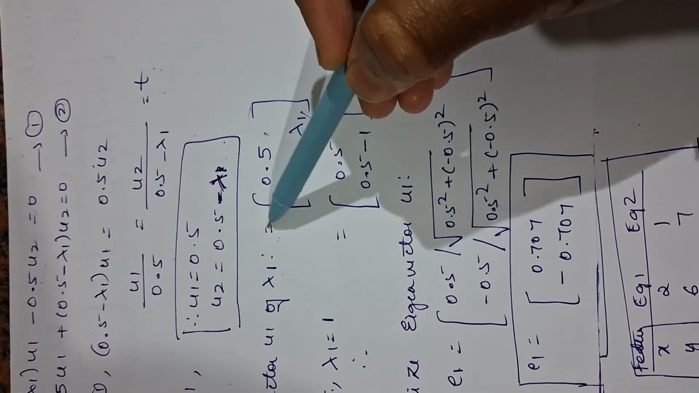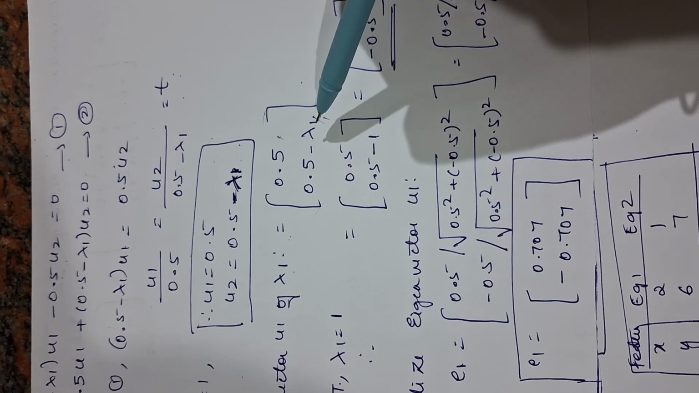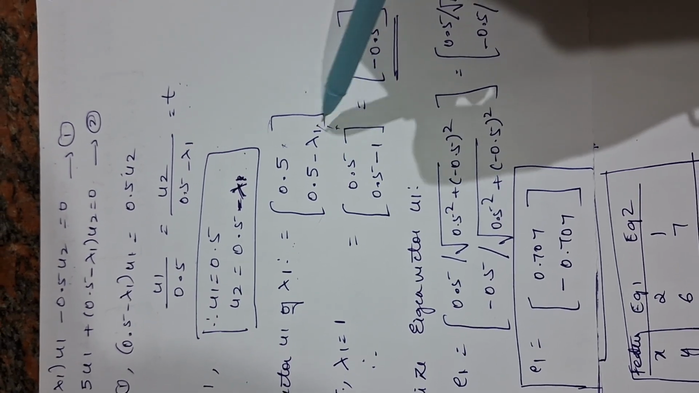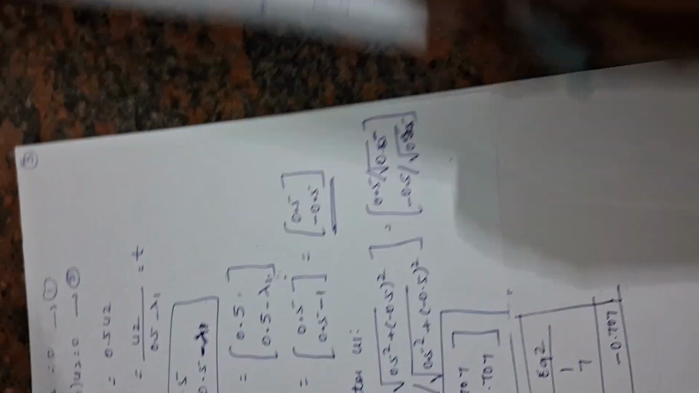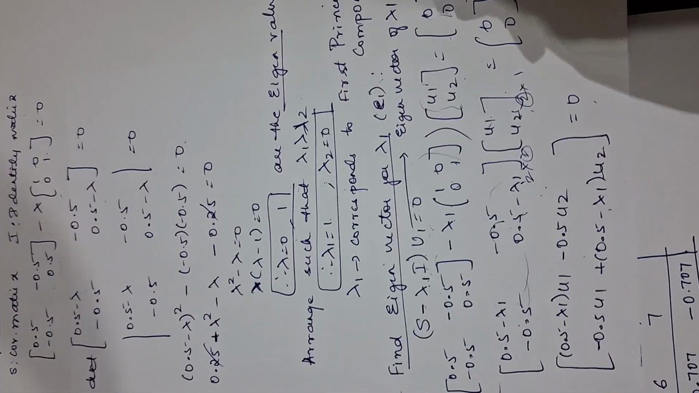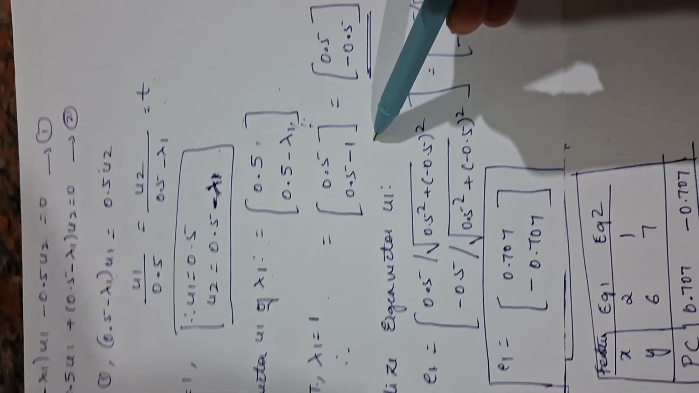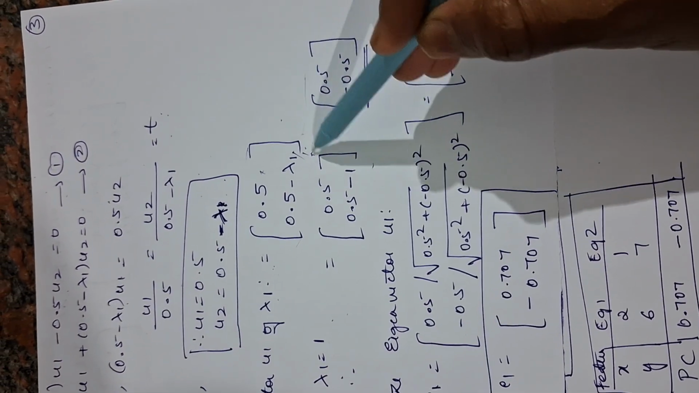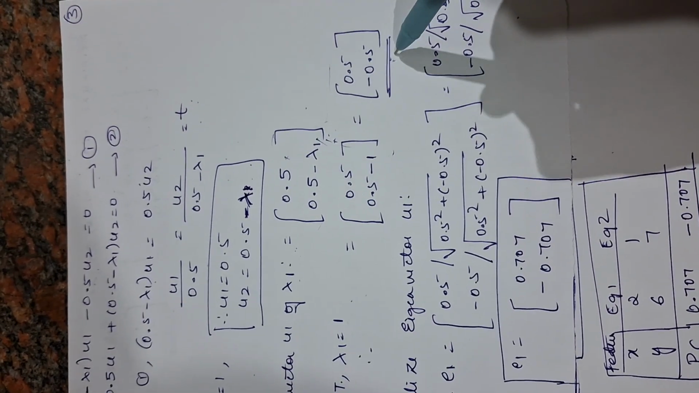Now this is the eigenvector, but I still need to substitute for lambda 1. So let's substitute for both lambda 1 as well as lambda 2. In our case we got lambda 1 as 1 and lambda 2 as 0. Let's first find the eigenvector for lambda 1. If you substitute 1, this is what you get. So this is the eigenvector for the first principal component.